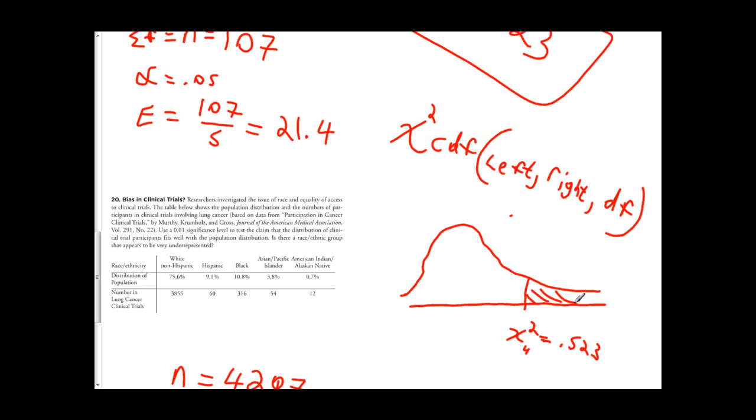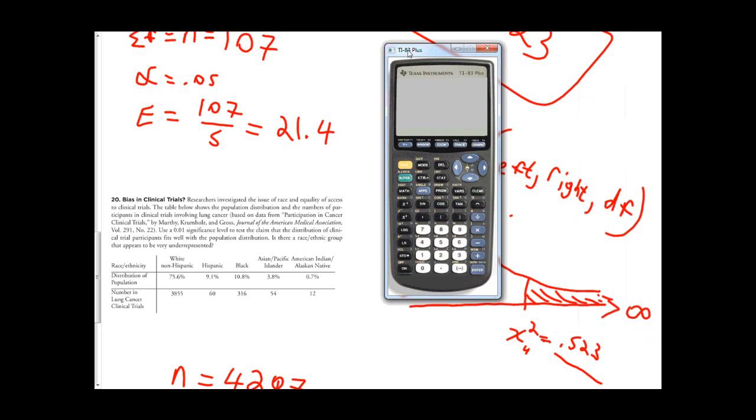So we're looking for the area to the right here. And we're just going to plug in the left endpoint, which is going to be 0.523. The right endpoint is going to be positive infinity, because this continues forever to infinity. And the degrees of freedom are going to be 4, or k minus 1. K was 5, the number of categories. K minus 1 is 4. So let's go ahead and plug that into our TI-83.